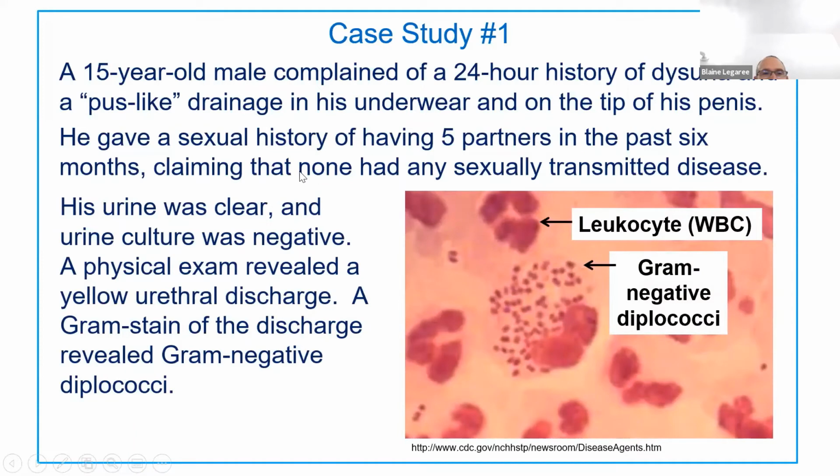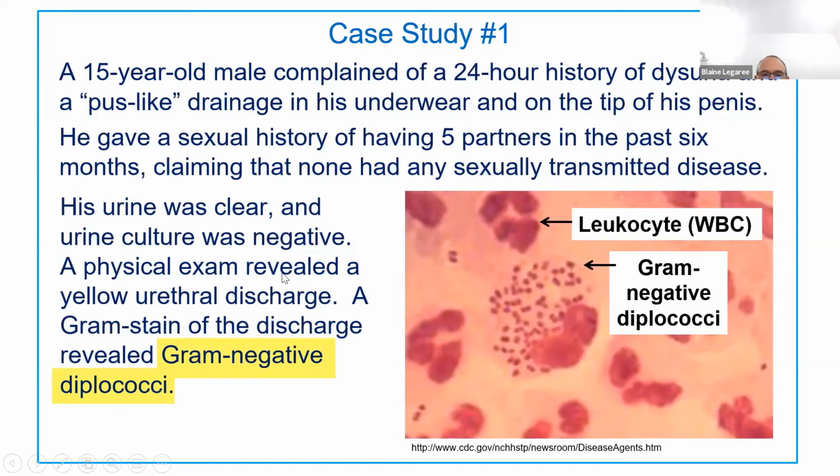So it says here, here's the results. He got a urine test, and the urine culture was negative. But he did have a discharge from his penis, and they did a gram stain on the discharge. And you can see the note here. It says they have gram-negative diplococci.